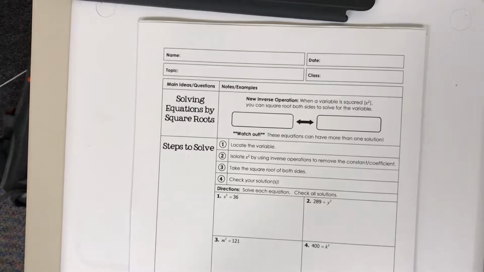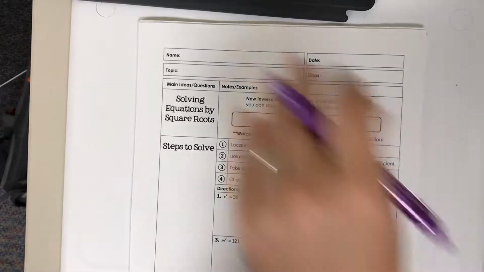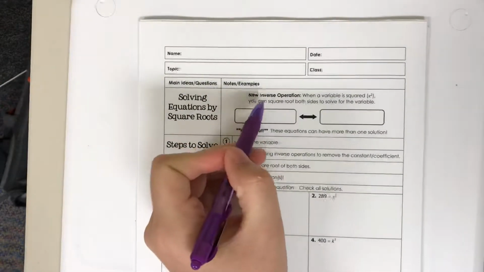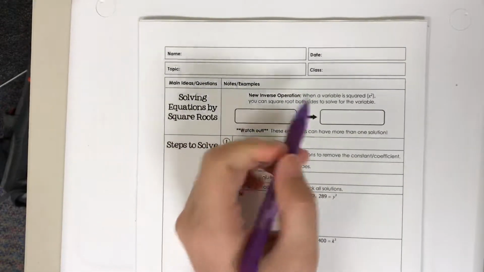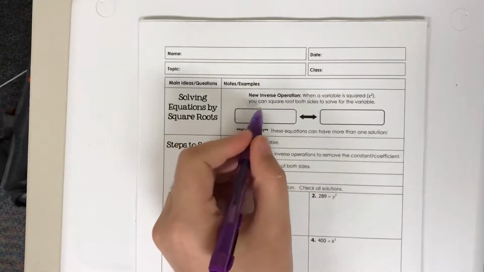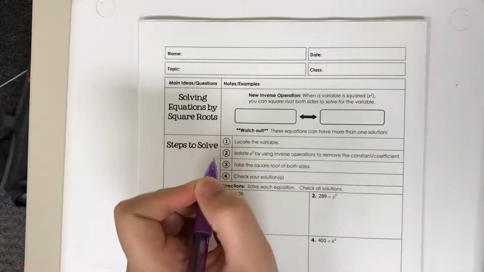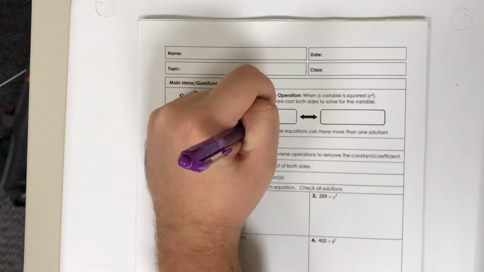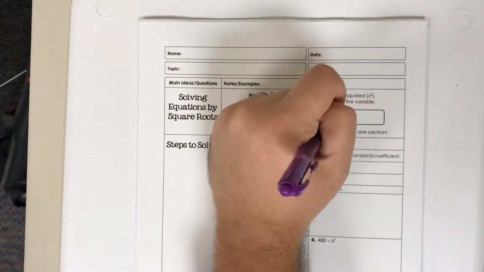All right, friends. Today, in your small group, you're going to be talking about solving equations by square roots. So it says new inverse operation. When a variable is squared, x to the second power, you can square root both sides to solve for the variable. So if you square something, the opposite, to undo squaring, you take the square root.